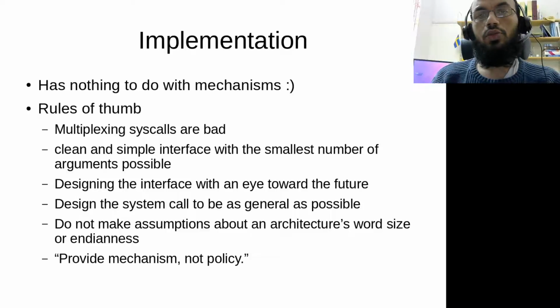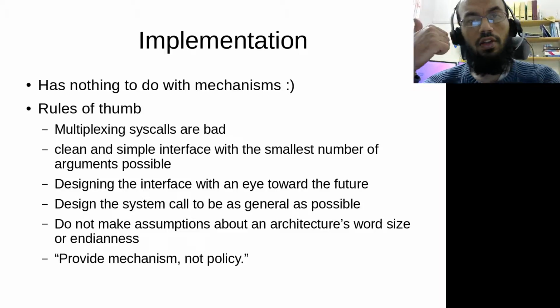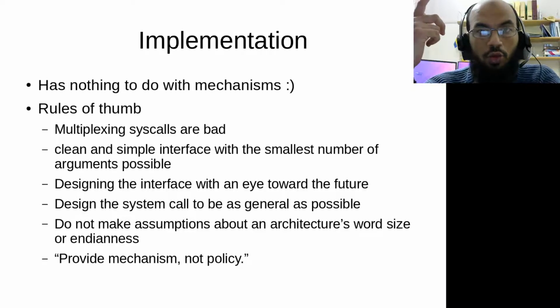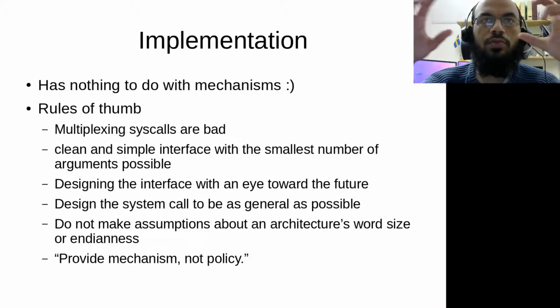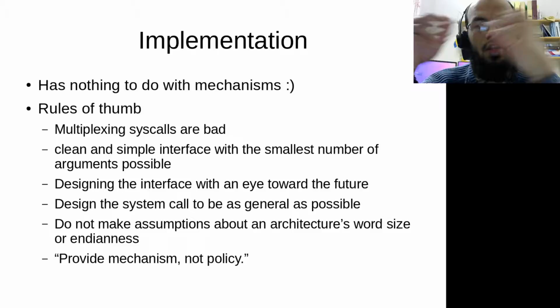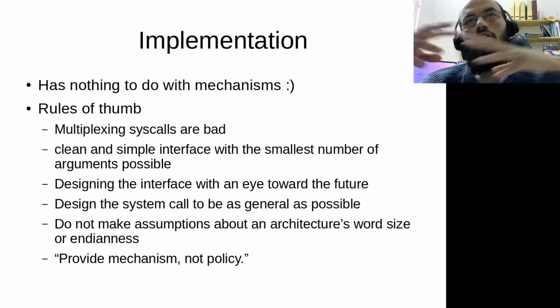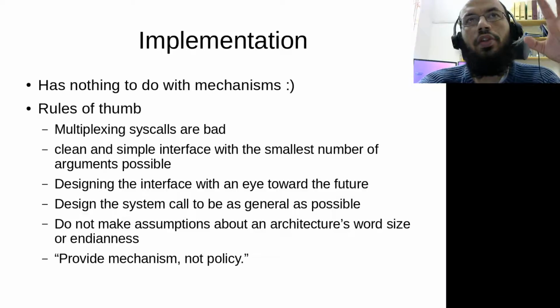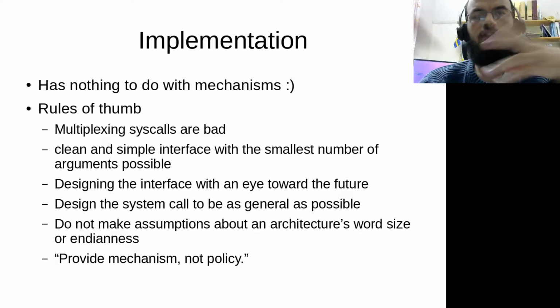There are a few rules of thumb when you start implementing a new system call. The first one is that you try to never multiplex system calls. So you should not have a getPID system call where, if it gets as input number one, it will return the thread ID, if it gets an input number two, it will return the process ID, and if it gets three, it returns the parent's ID. This is very frowned upon.